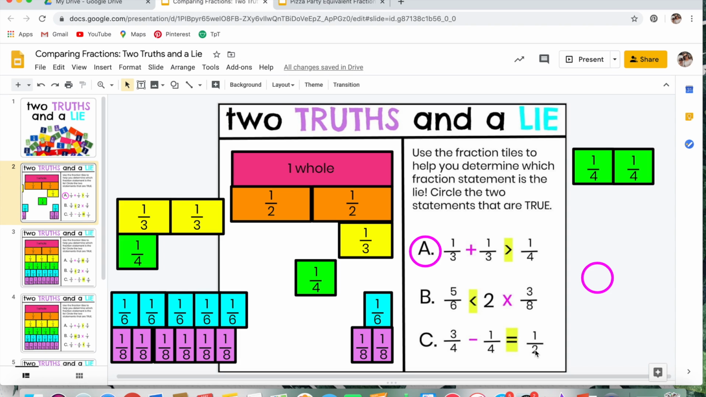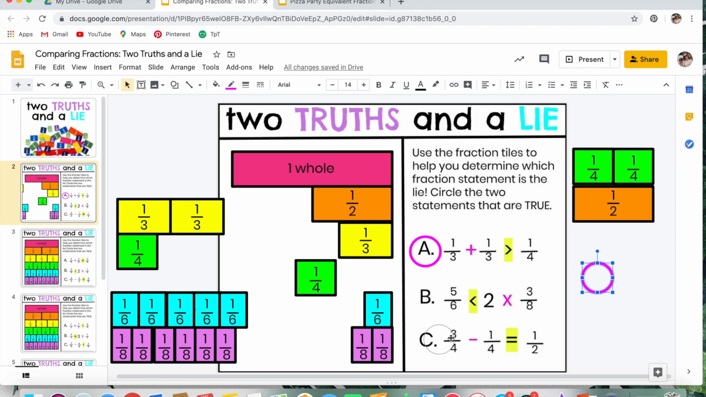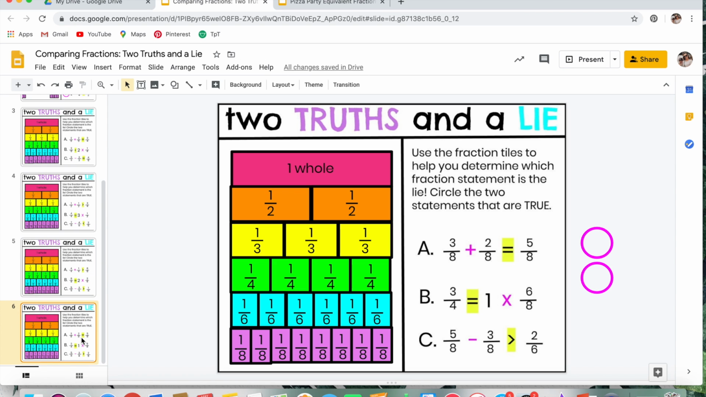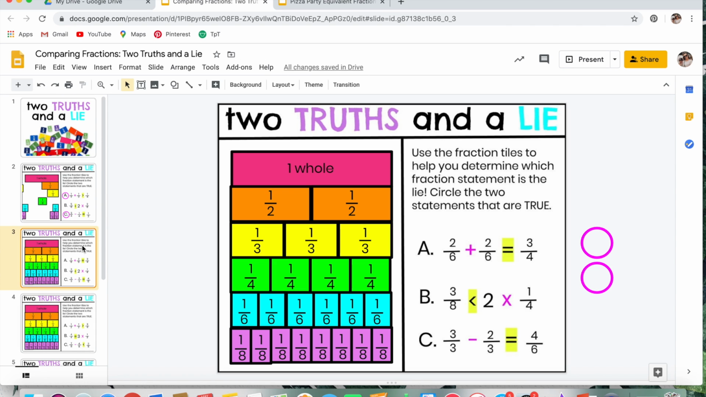I'm going to compare that to 1/2. Statement C is saying that they're equal or equivalent. So let's see. Here's my 1/2. They're equivalent. C is correct. C is true. B is the lie. All right, so you're going to do that for each of these. Figure out which statements are true, circle them, find out which statement is a total liar.